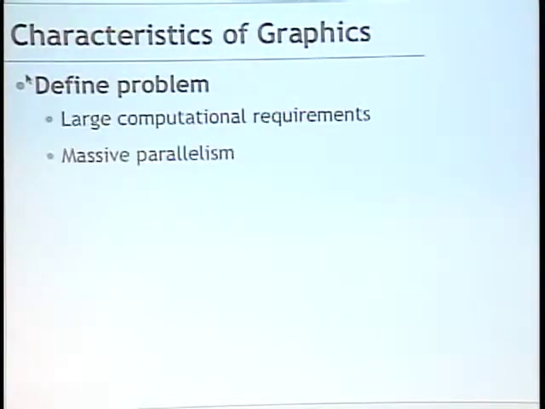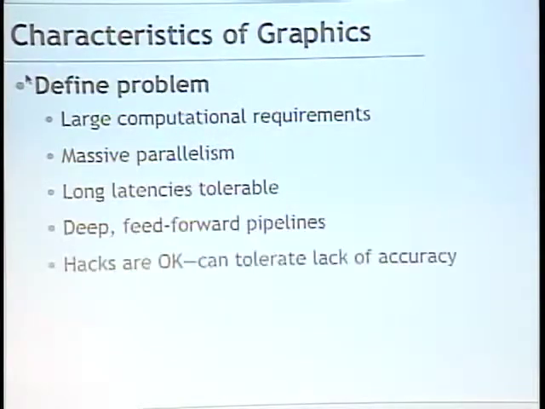Okay. So now what we're going to do is look a little bit at characteristics of graphics. So we sort of defined the problem, and we've done this before in class. We talked about graphics as an abstract computation kind of thing. What are the things that we think graphics is all about? Okay, so lots of computation. There's a lot to do. There's more than you can do on a CPU. It's just too much to do.